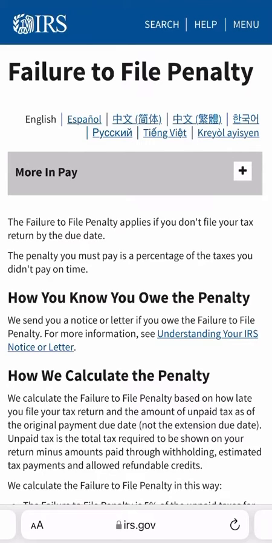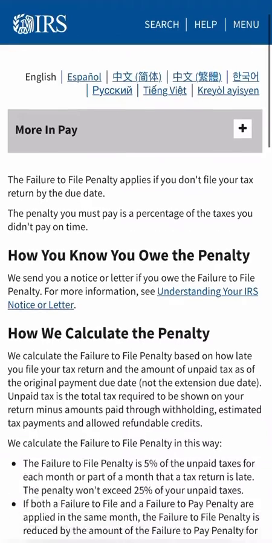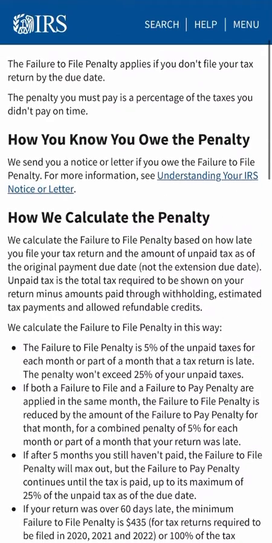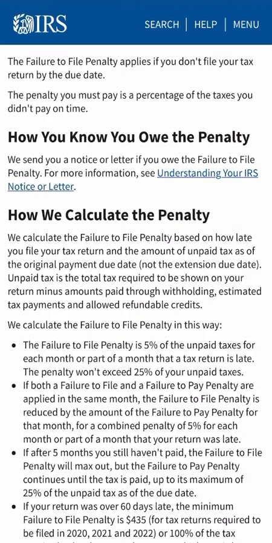the intended due date. So the penalty that you have to pay for failing to file your tax returns on time is a percentage of the taxes that you did not pay on time. So one of the things that I mentioned in prior videos is that it's not necessarily when you file an extension that you get an extension to pay. It's really just an extension to file.